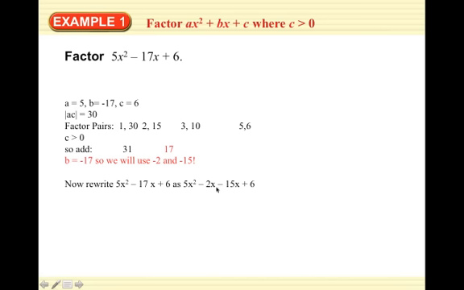We're going to consider the first two a group and the second two a group and factor out greatest common factors. So looking at 5x squared minus 2x, the only common factor there is x. So I'm going to have x times 5x minus 2. And then out of minus 15x plus 6, I can factor out a 3. Because there's a minus sign there, though, I'm factoring out minus 3 or negative 3.